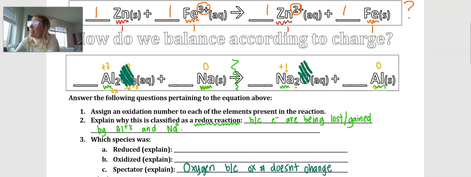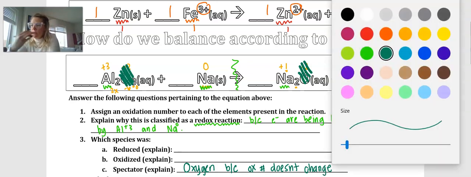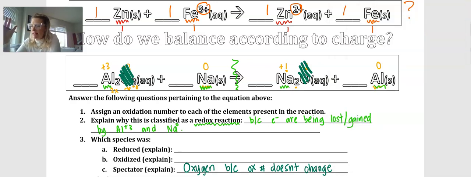All right, next, let's go ahead and write down our mnemonic device. I always find it's helpful to have it on our sheet of paper. So in order to determine oxidation and reduction, we're going to think of OIL RIG, or LEO says GER, whichever you prefer. OIL RIG: oxidation is loss, reduction is gain.